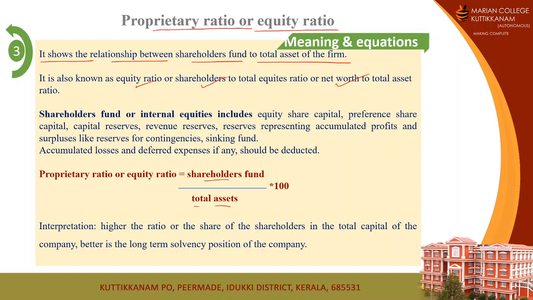Shareholders' funds include equity share capital, preference share capital, capital reserve, revenue reserve and reserves representing accumulated profit and surplus like reserves for contingency, sinking fund, etc. If you have any accumulated losses or deferred expenses, you just need to deduct them from shareholders' funds. The interpretation of this proprietary ratio or equity ratio is that the higher the ratio, the better is the long-term solvency position of a company.